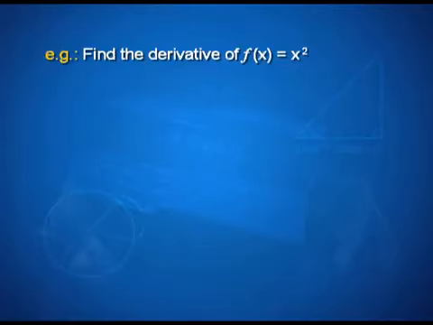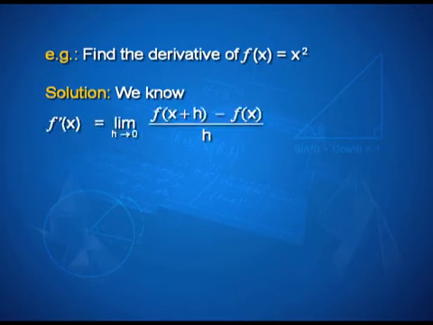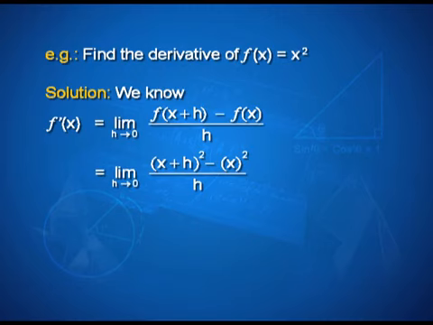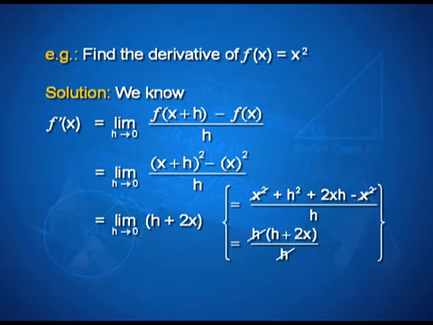Another example here, find the derivative of f of x is equal to x square. For the solution, we know f dash x is equal to limit f of x plus h minus f of x divided by h as h tends to 0, is equal to limit x plus h whole square minus x square upon h as h tends to 0. This can be simplified here by expanding the binomial a plus b whole square is equal to a square plus b square plus 2ab, and then solving it. We have limit h plus 2x as h tends to 0, that is equal to 2x.